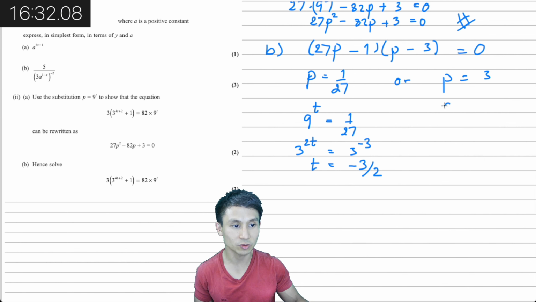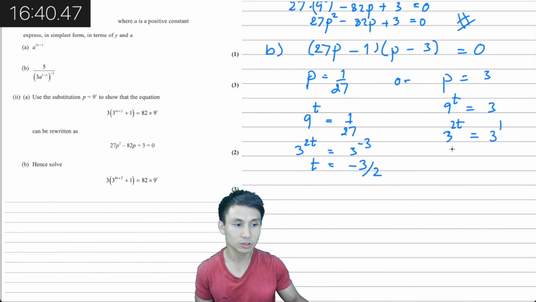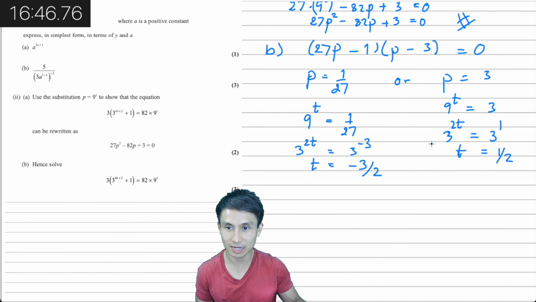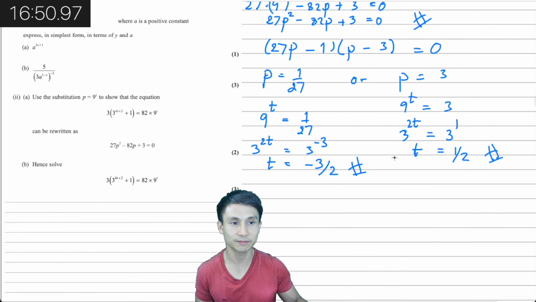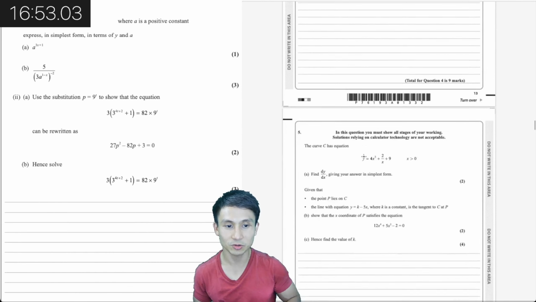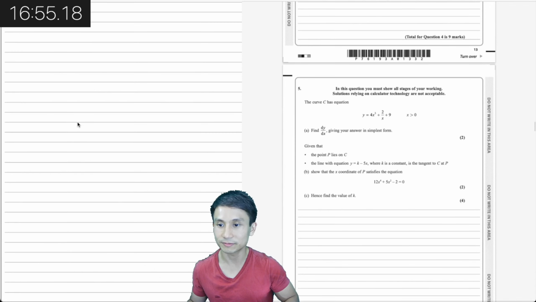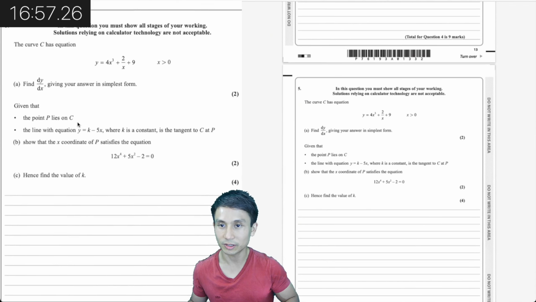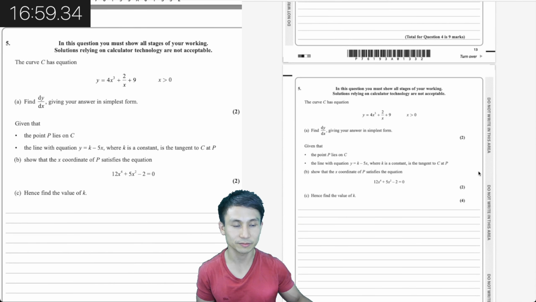Or we also have here 9 to the T equals 3. Again, 3 to the 2T equals 3 to the 1. So we have T being equal to 1 over 2. So that's it. That's the answer there. Two answers for T. Next question, number 5. Okay, number 5 right here.